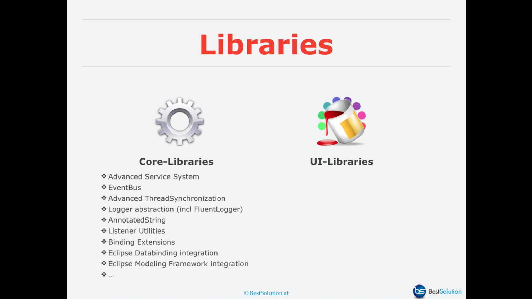So what do we have in the core library? We have an advanced service system. Some of you probably know ServiceLoader in plain Java, or if you're coming from OSGi, there's the declarative services framework you can make use of. We have an abstraction of that in FX Clipse, which I will show in a minute. We have an event bus, allowing you to do publish and subscribe event notification in your system.